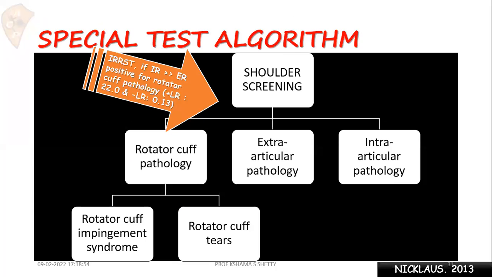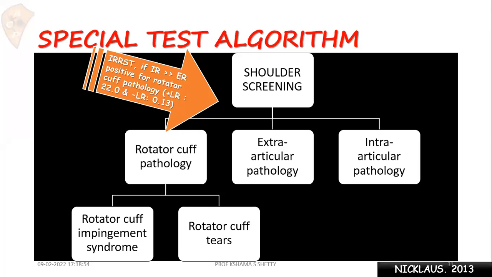Now we have gone through the different clusters: the clusters by PARC, the cluster by Nicholas, and the cluster by Littaker. This Nicholas researcher had told that there's a special test algorithm. That means you have to do a shoulder screening test, to rule out or come to a diagnosis whether there's a rotator cuff pathology, an extra-articular pathology or an intra-articular pathology. According to him, he has divided the shoulder pathology into three: rotator cuff, extra-articular pathology, and intra-articular pathology.